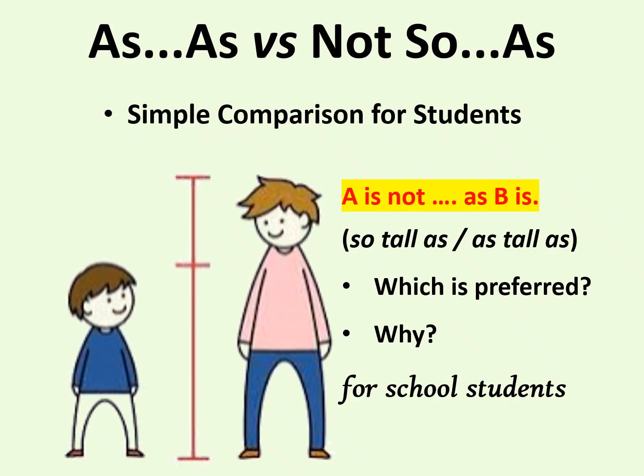So that was a brief discussion. The final conclusion is always prefer as tall as, as rich as, as big as, as heavy as, and not as big as, not as rich as. Not so big as, not so rich as is an outdated structure. You may find it in older grammar books, but modern English prefers as, both for affirmative and negative sentences.